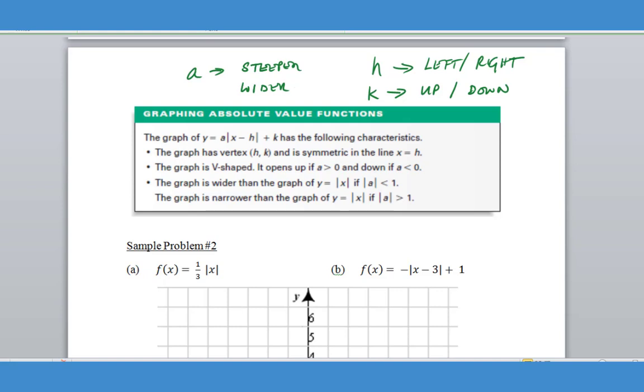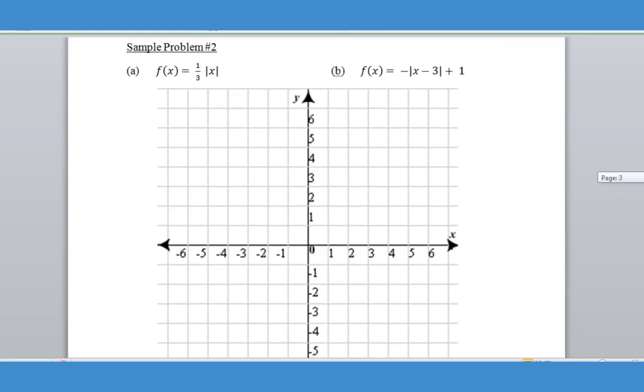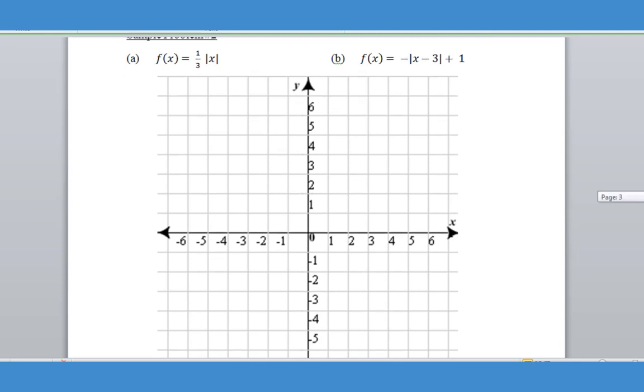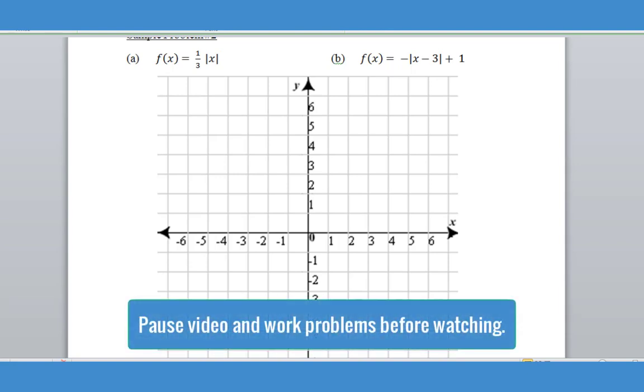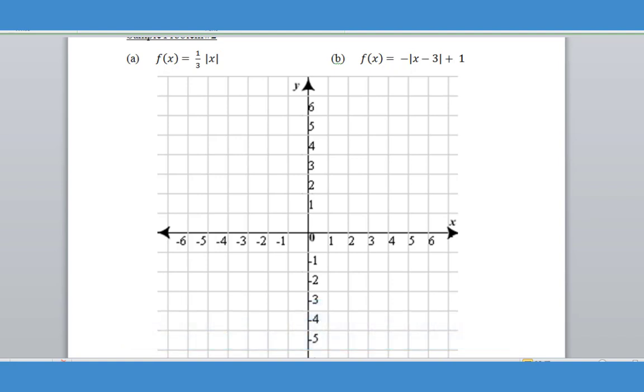So my goal is to get you to work problems like sample problem number 2 without the benefit of a calculator. So can you work these two sample problems simply by understanding what each part does to the parent graph? What I'd like you to do is pause the video, try part A and part B, come back and look at the solutions, and or you can use your calculator to check your final answers for each of these and see how you did. So go ahead and pause the video now and work on that.